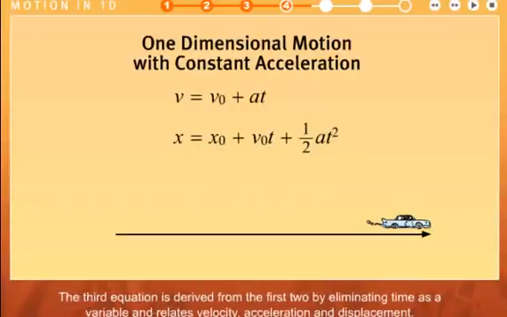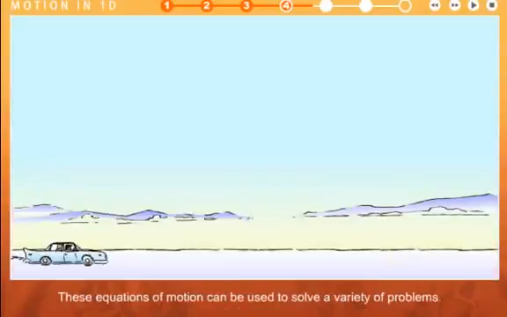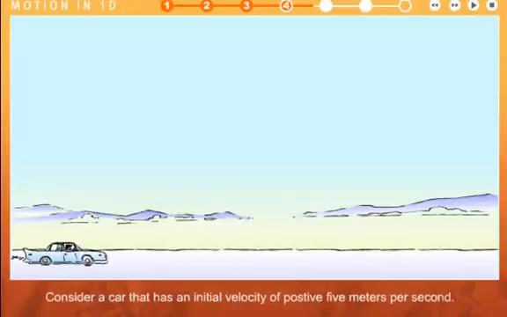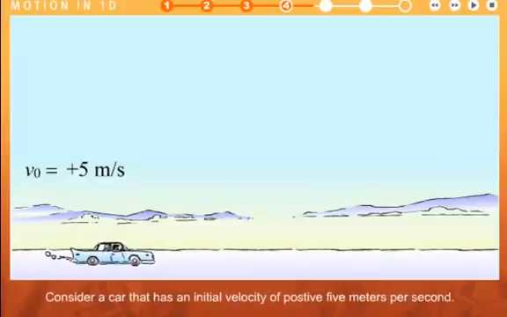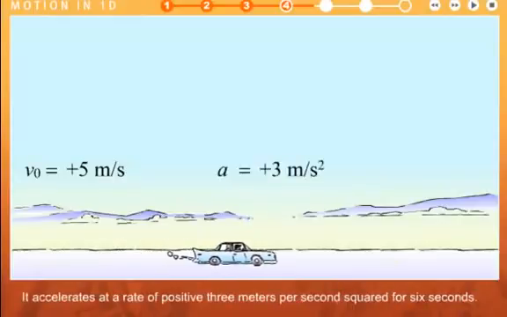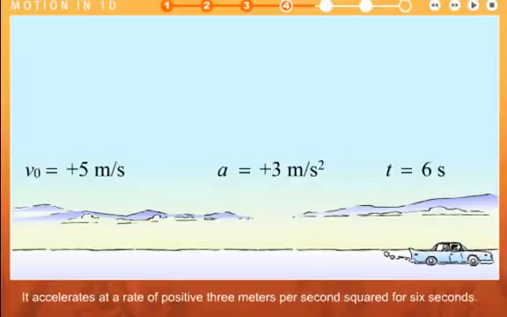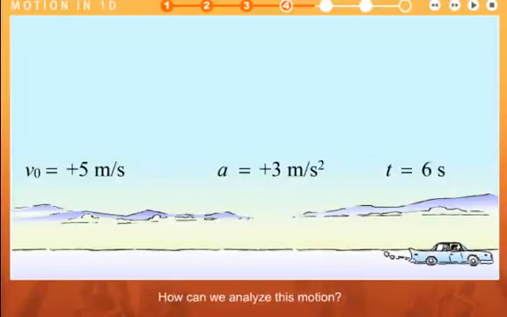The third equation is derived from the first two by eliminating time as a variable and relates velocity, acceleration, and displacement. These equations of motion can be used to solve a variety of problems. Consider a car that has an initial velocity of positive 5 meters per second. It accelerates at a rate of positive 3 meters per second squared for 6 seconds. How can we analyze this motion?